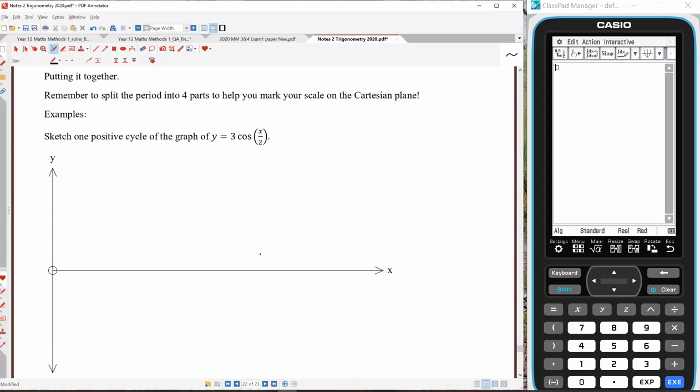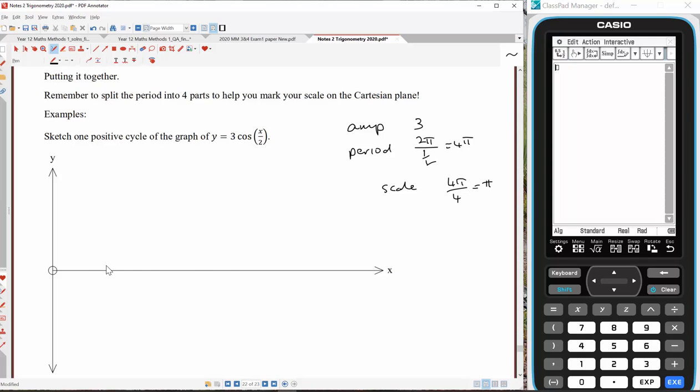All right, so let's put it together and actually draw some of these graphs. Here's our first one, and we'll note that the amplitude of this function is 3. Our period is going to be the standard 2 pi for a cosine function over the n value, which is a half, which is 4 pi. Now we're going to get our scale. The way we get our scale, to mark the Cartesian plane, is we take the period and split it into 4 parts. 4 pi on 4 is pi.